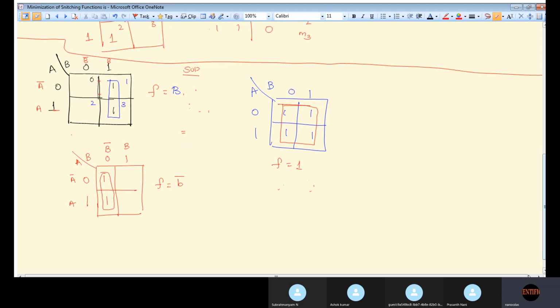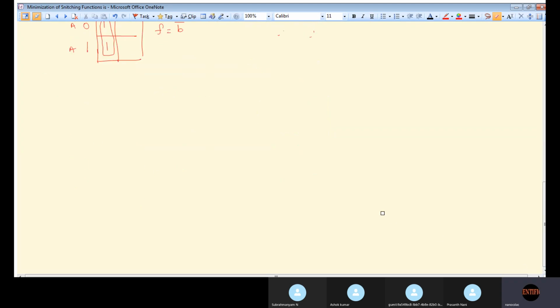Next question. Now you are responding, good. Okay, I appreciate your response. Now the question is: F is equal to A bar B bar plus A bar B plus AB. Okay, this equation you need to reduce. How do you reduce this equation? You need to reduce it using a K-map.